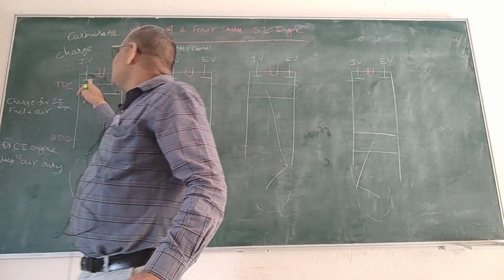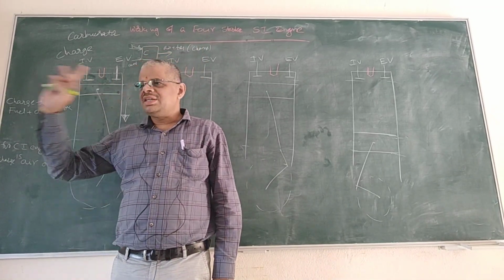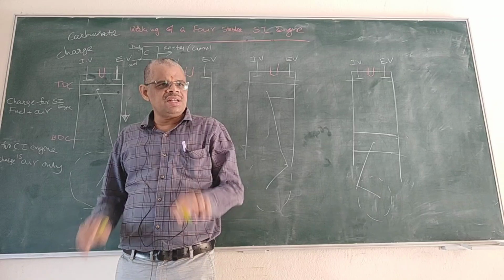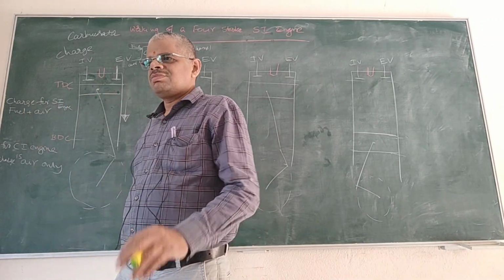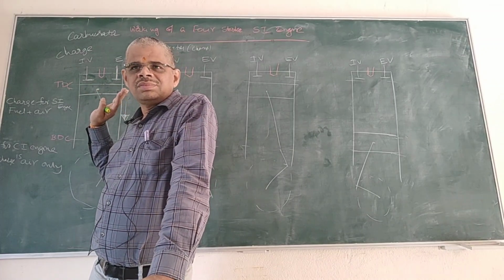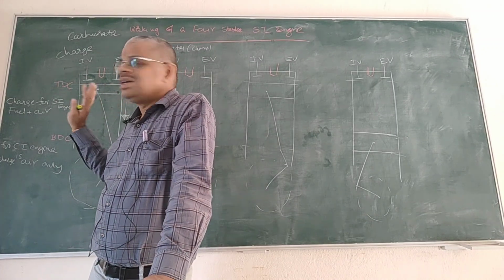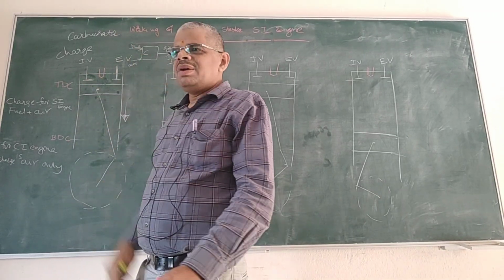This charge enters into the cylinder. That is the case for the spark ignition engine. In case of a CI engine, there is no carburetor. There is no spark plug. We will discuss that. In that case, only air enters into the cylinder. Now here the piston is moving from TDC to BDC.